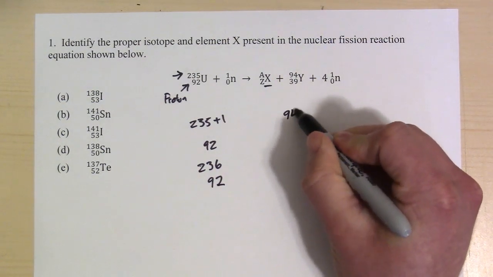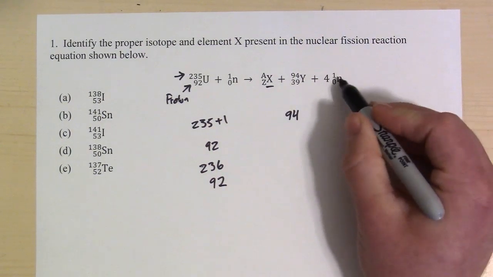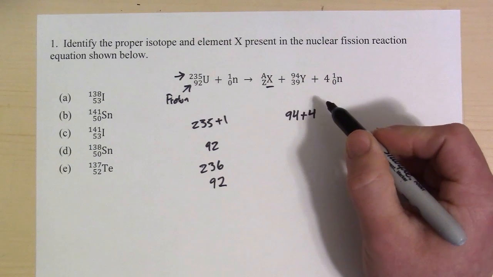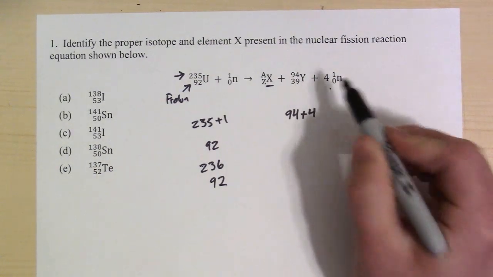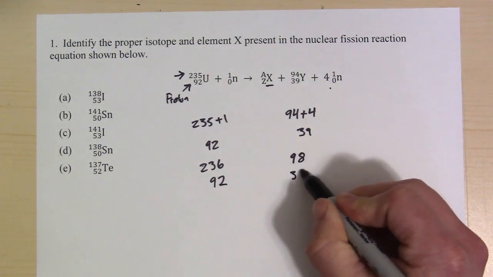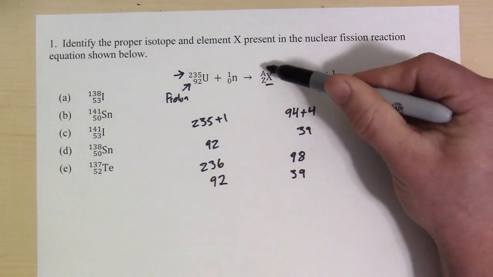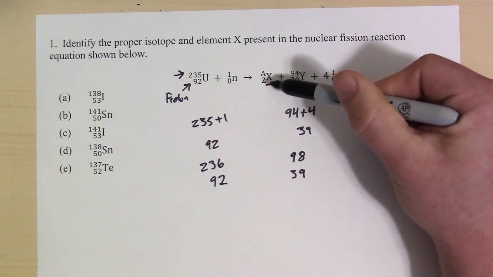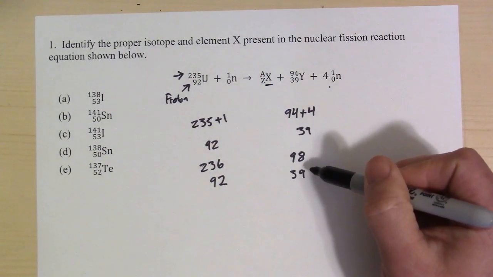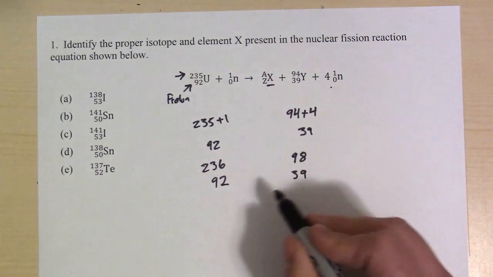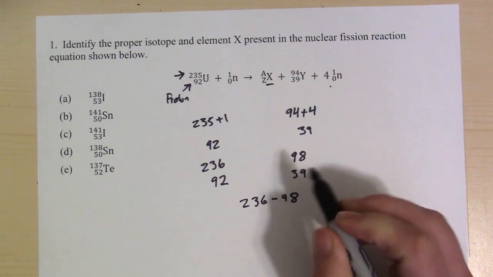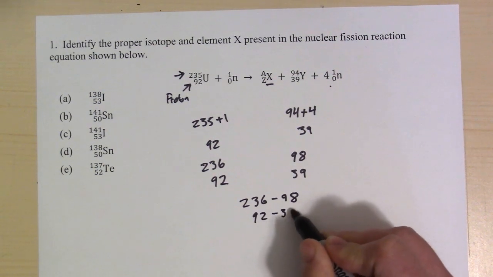So 94 plus 1 times 4, because there's 4 neutrons, each of which have 1 mass unit. So 94 plus 4. And then 39 plus 0. So that's 98 over 39. And then since we want to solve for A and Z and then get X from that information, we'll subtract the numbers on the product side from the numbers on the reactant side. So that's going to be 236 minus 98 and 92 minus 39.